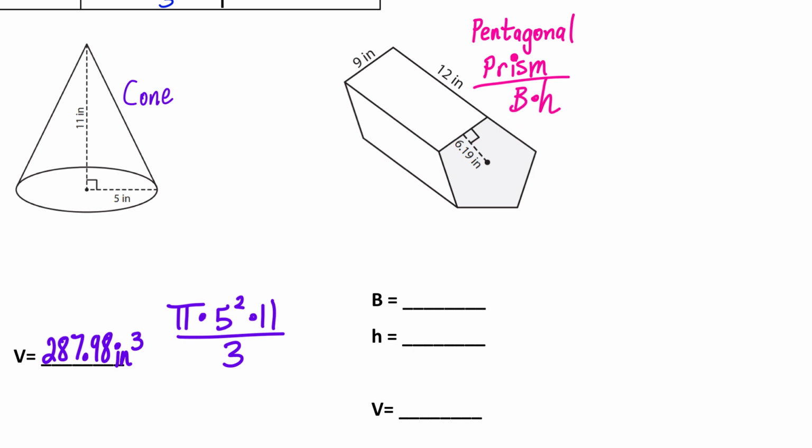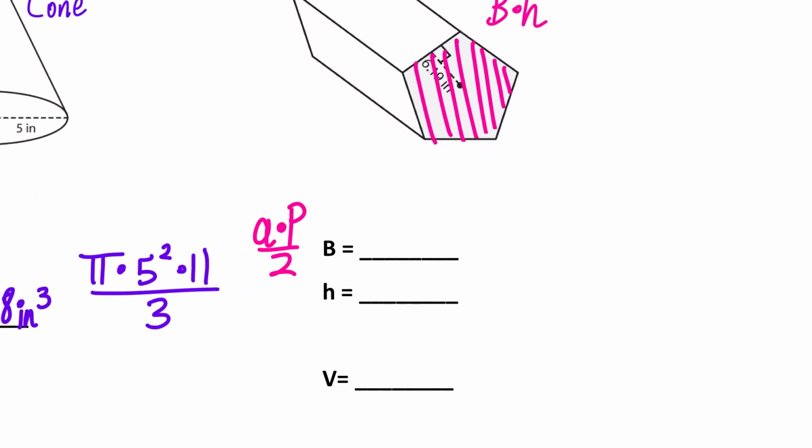All right? And the base of this thing is a pentagon. How am I going to find the area of that regular pentagon? Apothem times perimeter divided by 2, right? So how long is the apothem of that pentagon? It's 6.19.